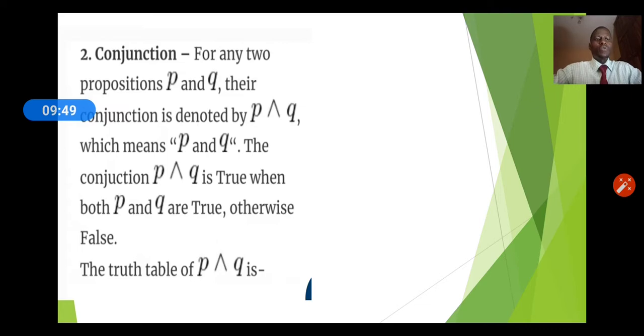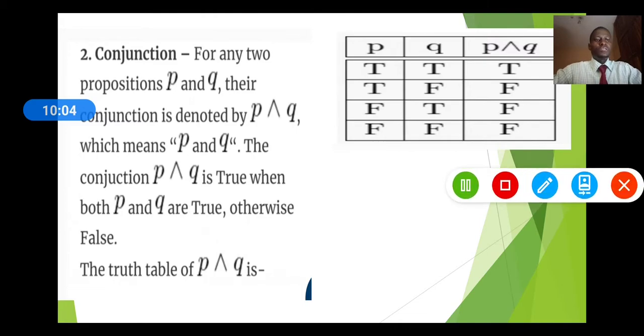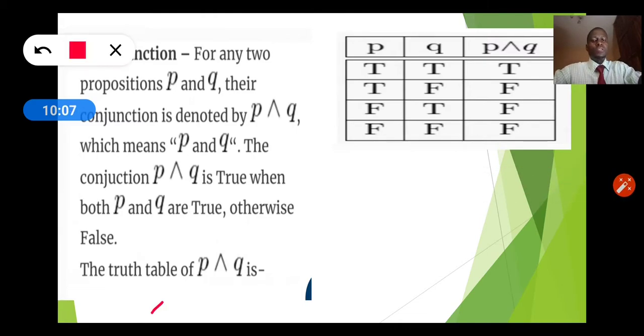Now let's see what the truth table has. If I have P and Q, then we have P conjunction Q. The conjunction simply means and. That symbol simply means and. So this is talking about P and Q. This is the truth table we have for that.